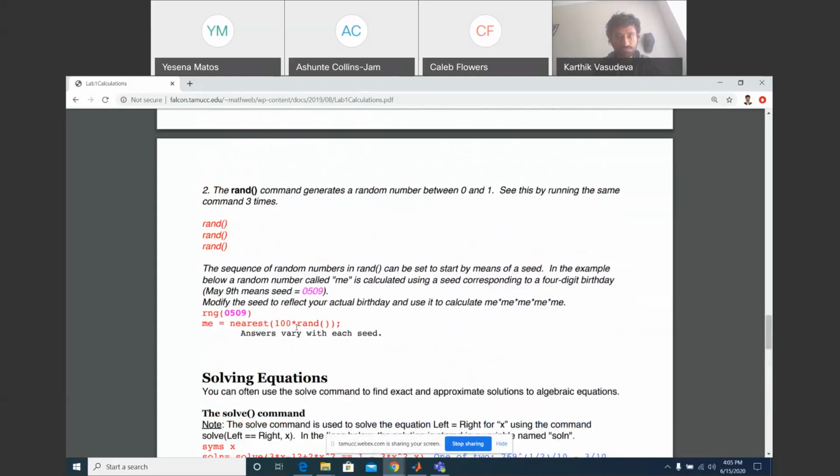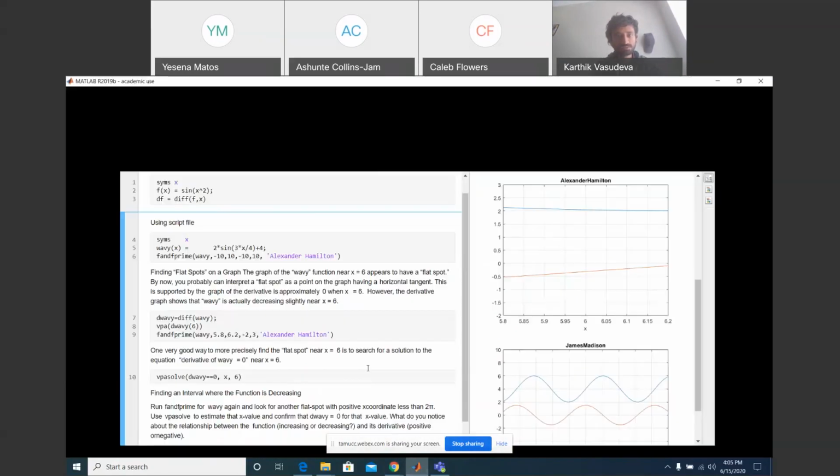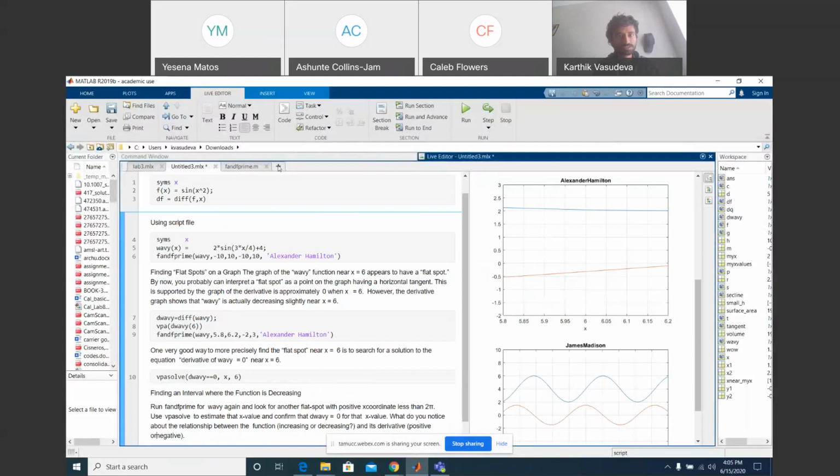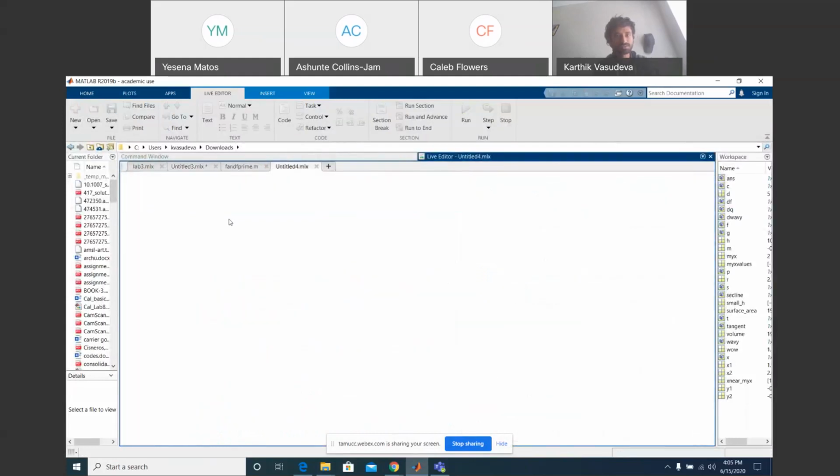So if you go back to the lab manual, you will see something called modify the seed to reflect your actual birthday. If you look closely, there is something RNG within a parenthesis. So what you're supposed to do is, let me share the screen. Okay, first you have to set a seed with RNG and your birthday. Let's say your birthday is 5th May 2005.